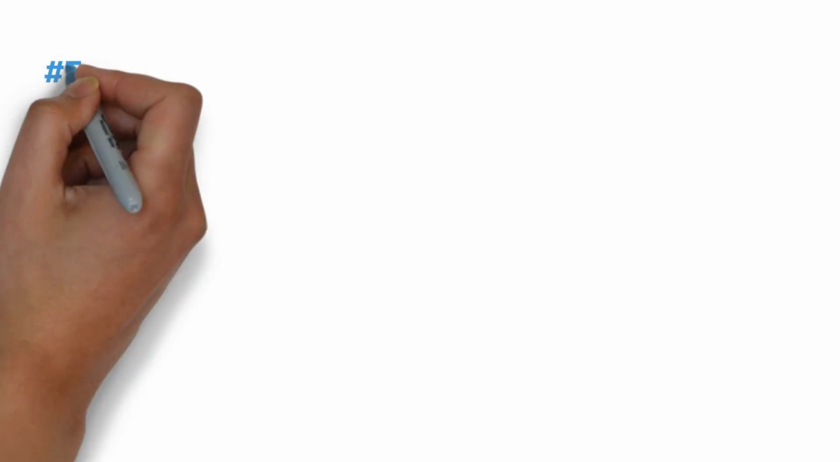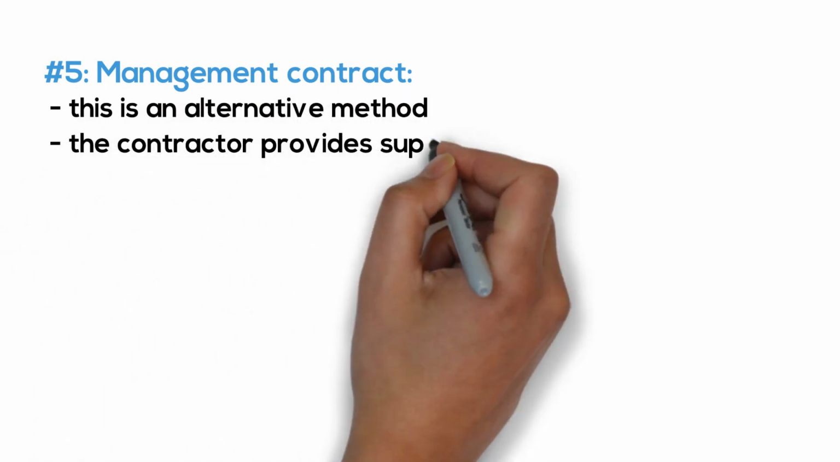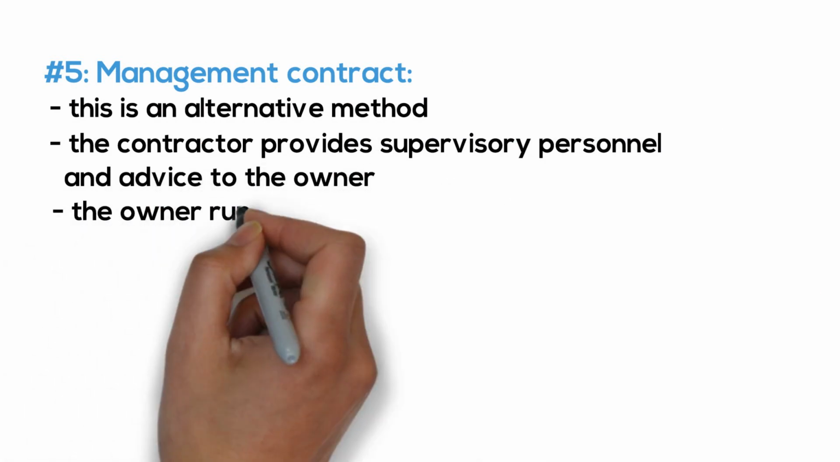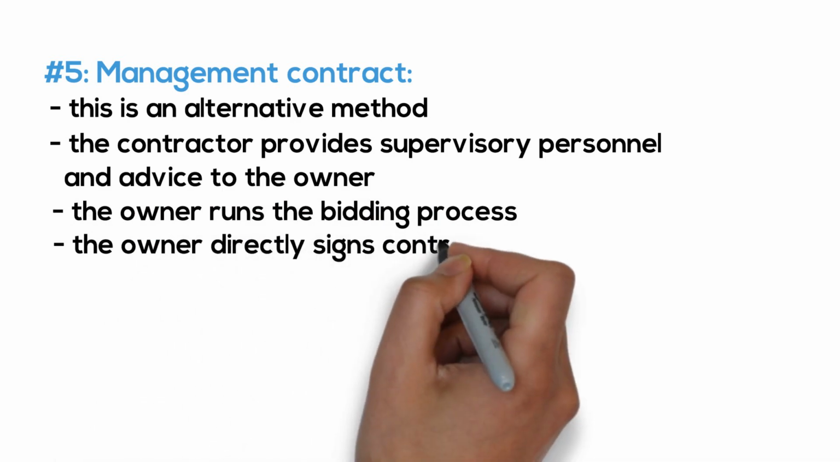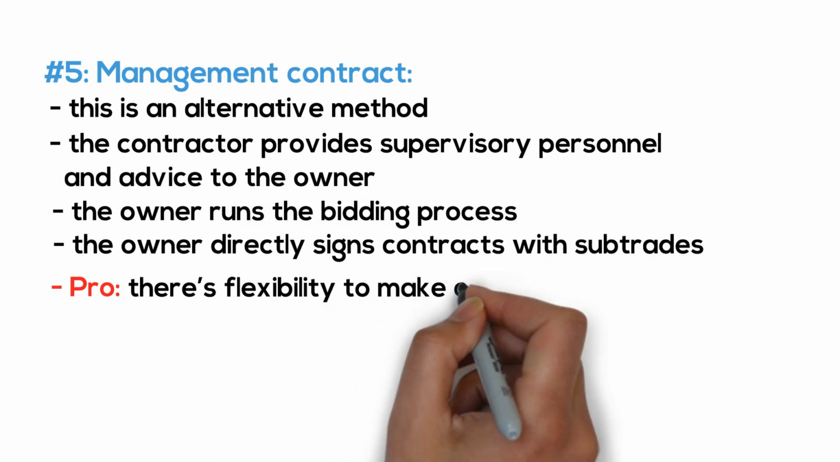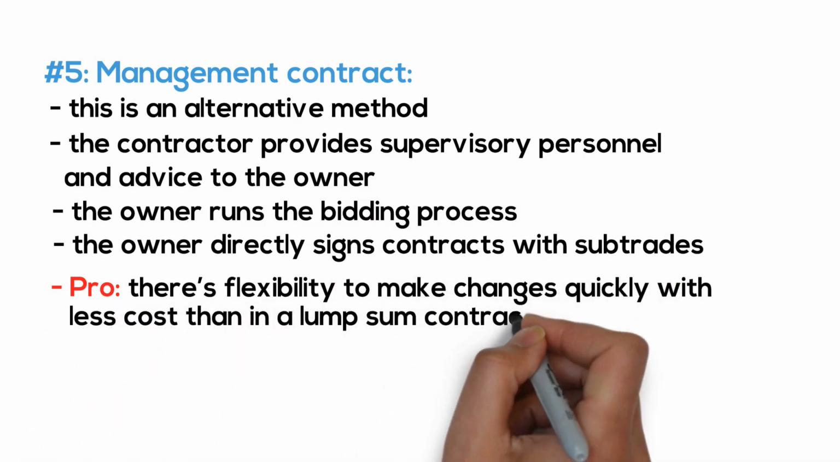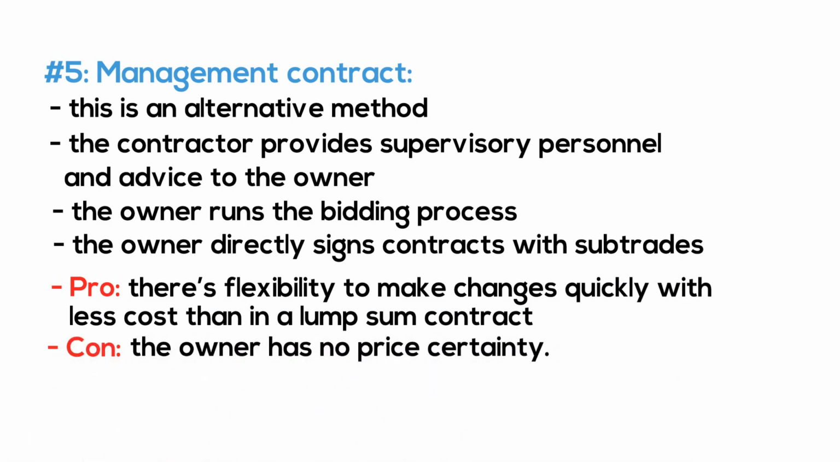And finally, number 5. Management contract. This is an alternate method. The contractor provides supervisory personnel and advice to the owner. The owner runs the bidding process. The owner directly signs contracts with the sub-trades. Pro, there's flexibility to make changes quickly with less cost than in a lump sum contract. Con, the owner has no price certainty.